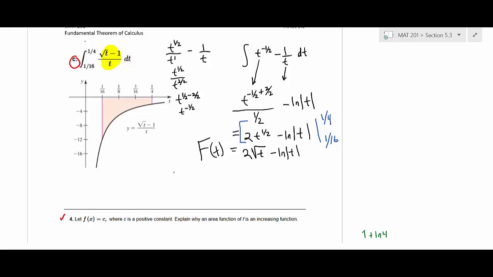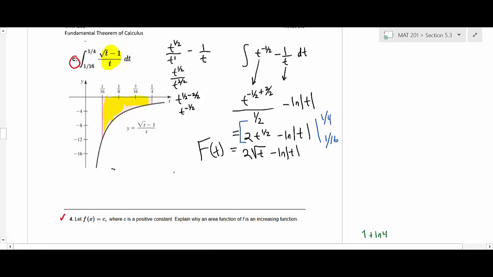Let me ask you a question before I finish this up. When we get this answer, are we going to get a negative or a positive? Negative. You're going to get a negative. Don't let that surprise you. That's okay. So let's go ahead and put this together and see what we get then.